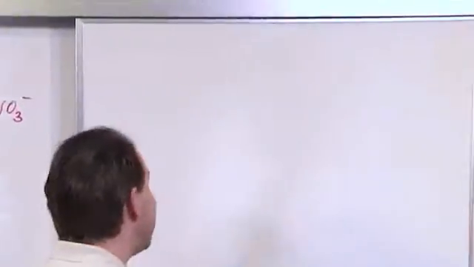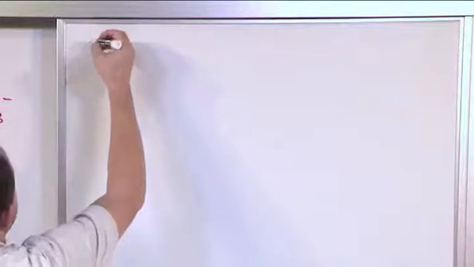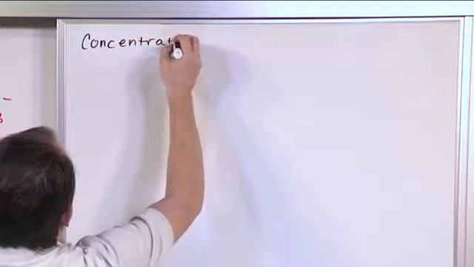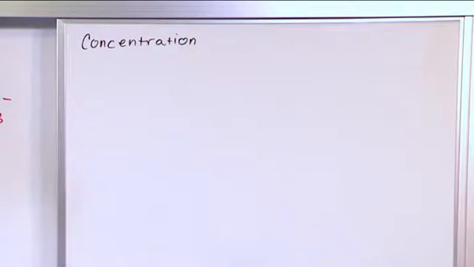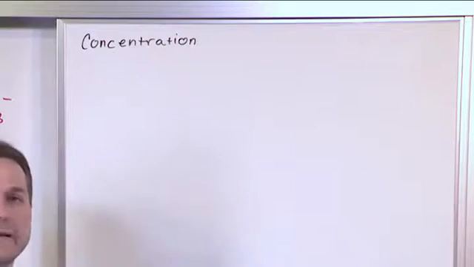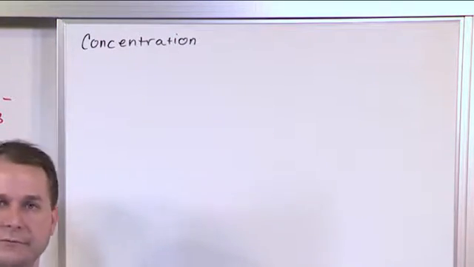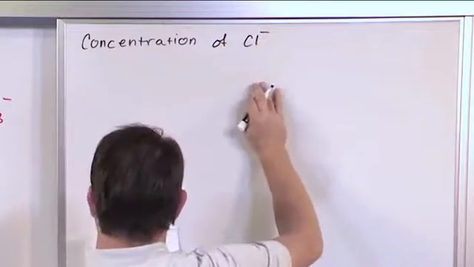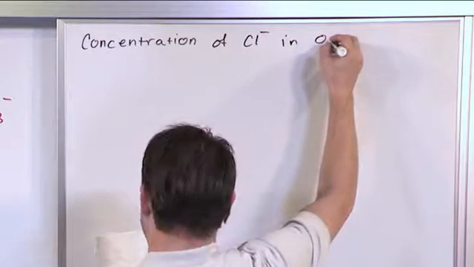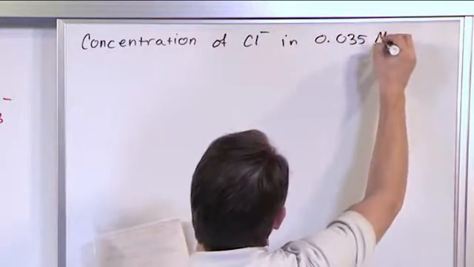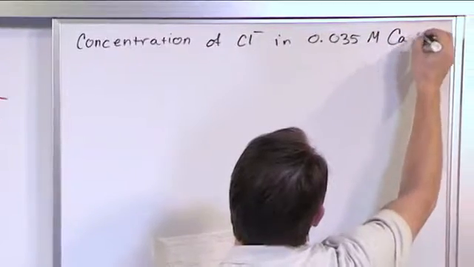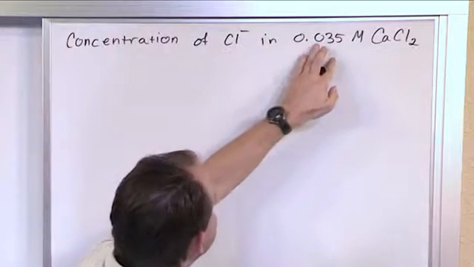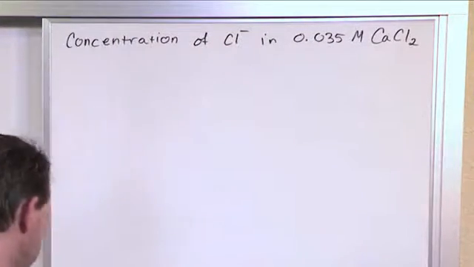Okay? Now the second question is very similar. We want to find the concentration. When you see somebody say, what is the concentration of something, it's the same thing as asking what's the molarity. Molarity, concentration, really the same thing. What is the concentration of chlorine ions in 0.035 molar CaCl2? So what is the concentration of chlorine ions in this concentration of a compound called calcium chloride?